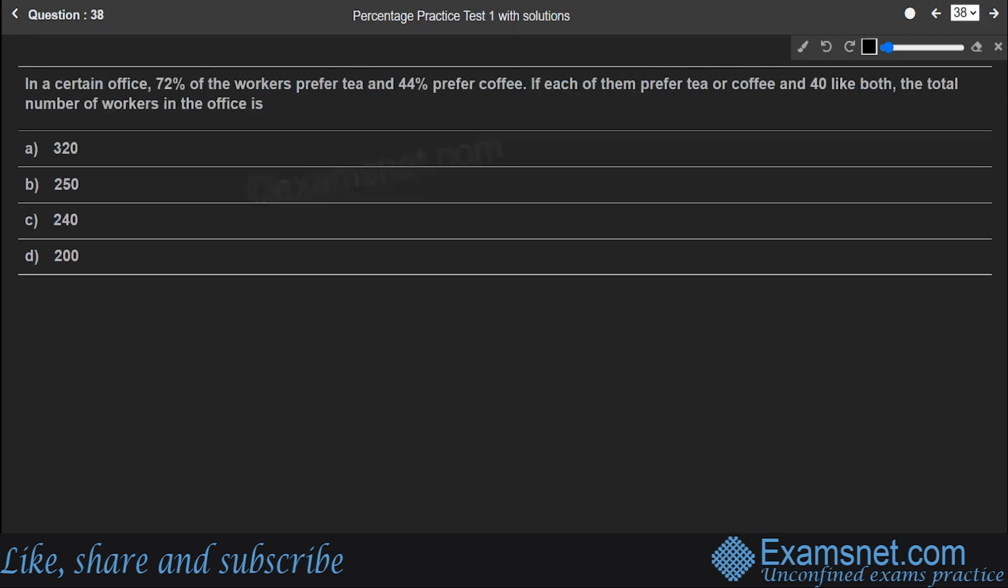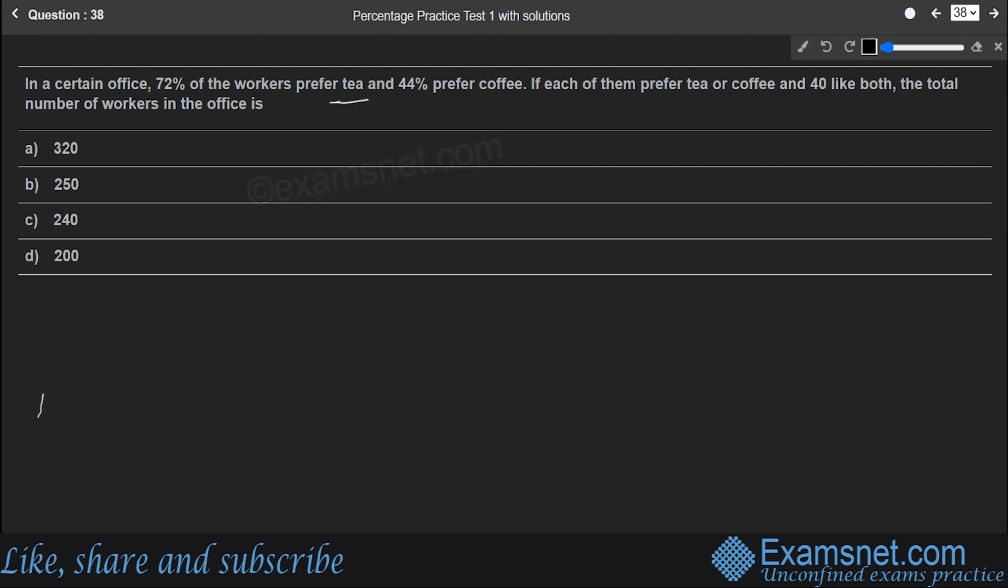Now he says in a certain office, 72% of the workers prefer tea, 44% prefer coffee. If each of them prefers tea or coffee and 40 like both, the total number of workers in the office is. In this type of question, we can clearly do this by using the concept of set theory because the data is mingled.